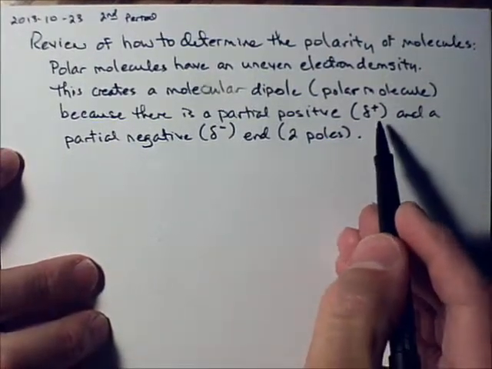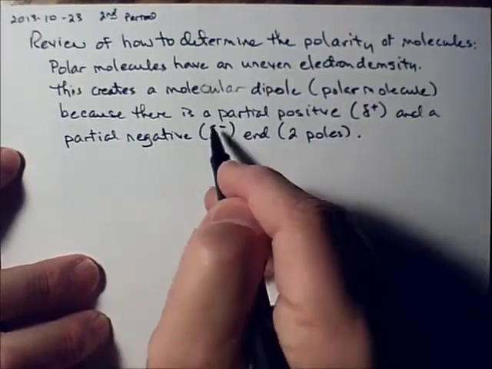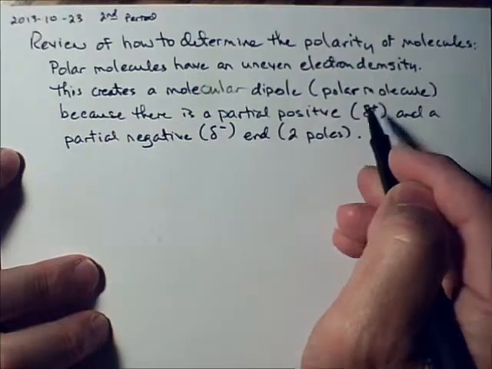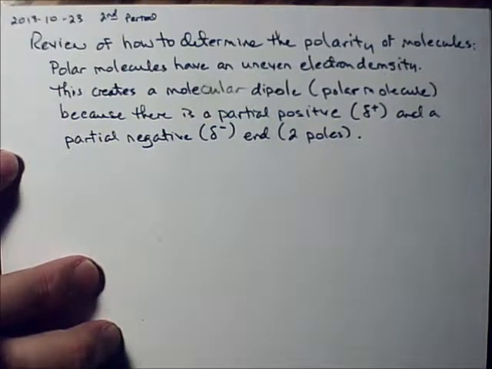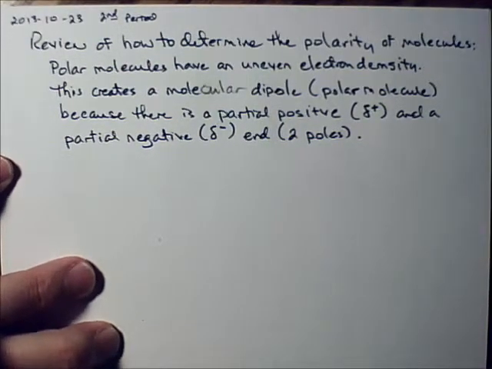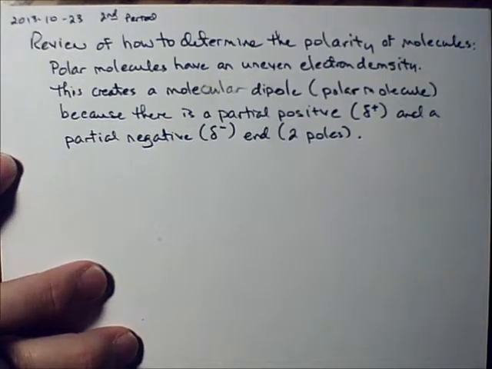This is the symbol for partial positive, the symbol for partial negative. It's like an 8 you don't quite finish, or an S that you kind of loop at the bottom. You need to know that's what it means. I'm not sure if it's required that you label it that way on the test, but you need to know what that symbol means.